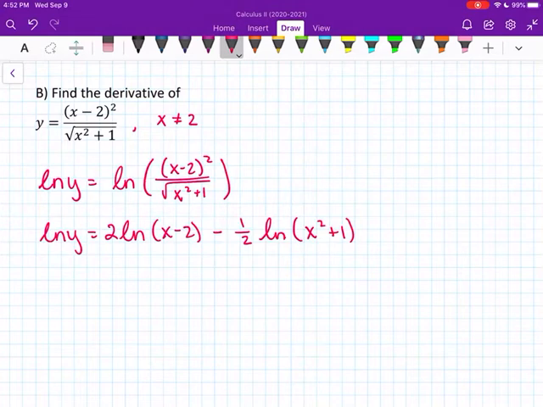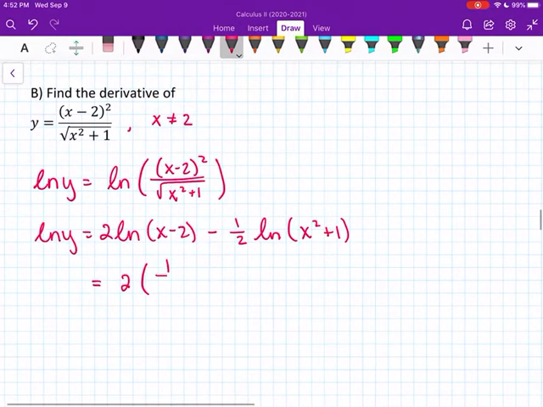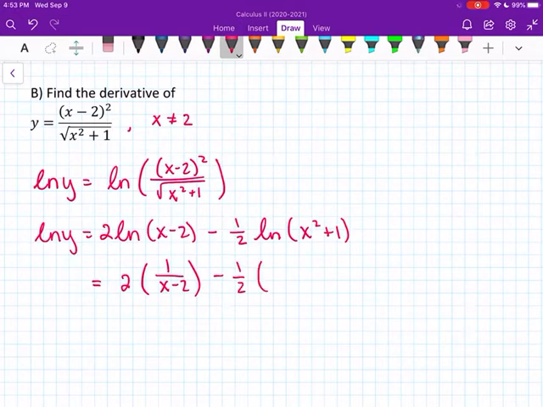So now what I can do is go through and take the derivative of the right-hand side. So if I take the derivative of the right-hand side, I have a 2, and then 1 over what's inside the natural log, and then the derivative of that is just 1, so I don't need to worry about that, minus 1/2, and then I have 1 over x squared plus 1 times the derivative of the inside, which is 2x.